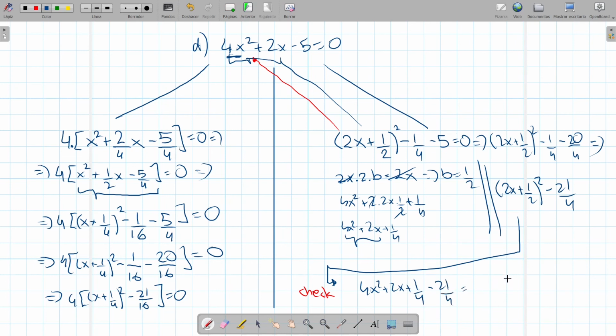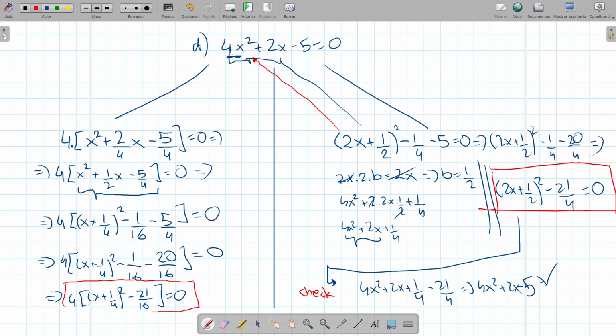21/4 minus 21/4 plus 1 is minus 24. So that gives us 4x squared plus 2x minus 24, which is 5. Which is correct. So that over here is also a way to do the completing the square of that expression. Both are correct. So this is completing the square, very easy.